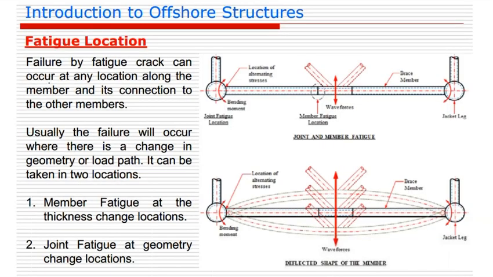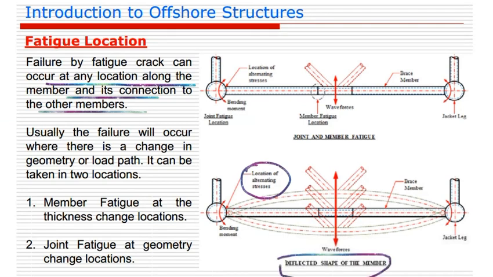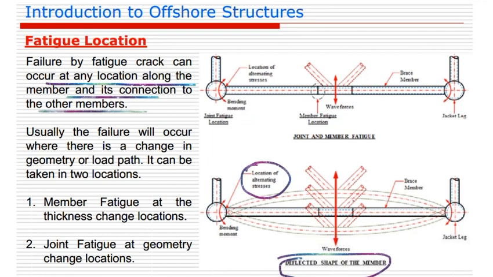Fatigue location. Failure by fatigue can occur at any location along the member or at its connection to other members. Location of alternating stresses depends on the material, member, and wave forces. Here is the deflected shape of the member. When it goes back and forth, it can have alternating stresses; it can experience tension as well as compression. You can see it very clearly in the deflected shape of the member. These locations can have fatigue failure.